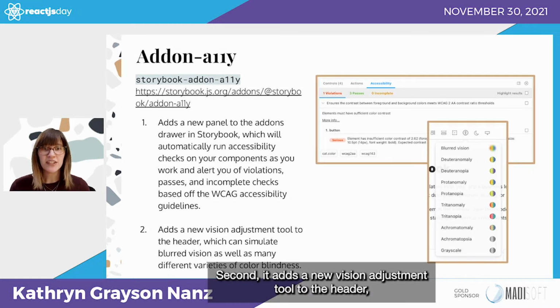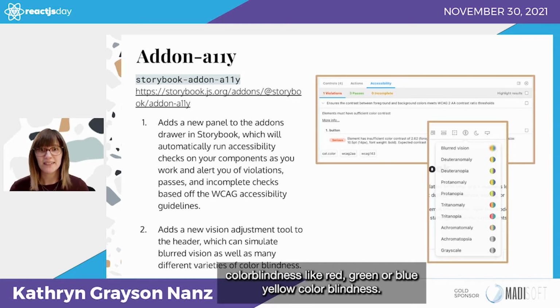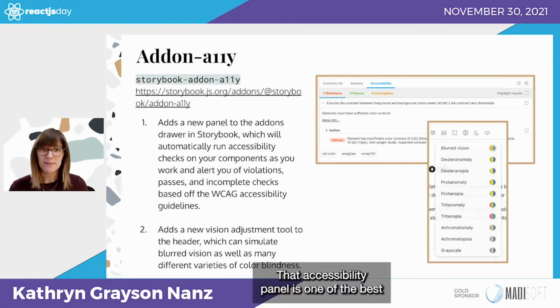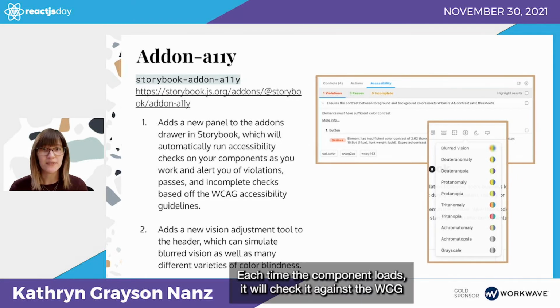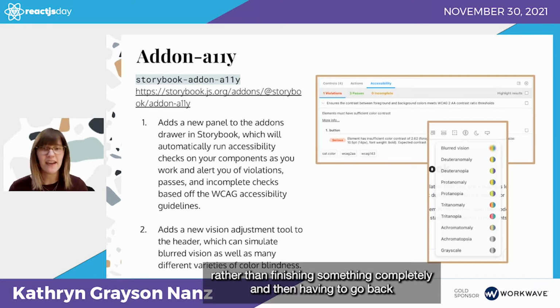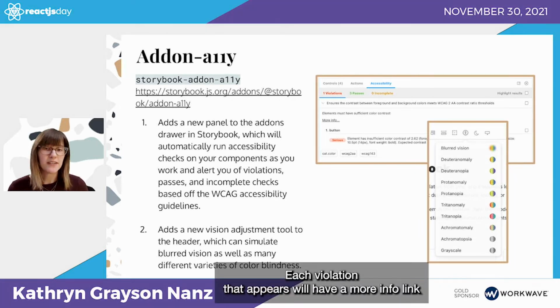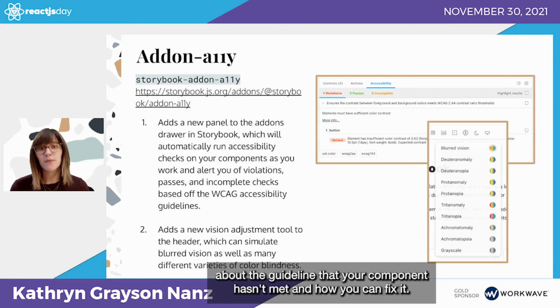Second, it adds a new vision adjustment tool to the header, which can simulate blurred vision as well as many different varieties of color blindness, like red-green or blue-yellow color blindness. That accessibility panel is one of the best and easiest ways to test as you work in Storybook. Each time the component loads, it will check it against the WCAG, and you can make those changes while you're still in the build phase, rather than finishing something completely and then having to go back and try to retrospectively make it accessible. Each violation that appears will have a more info link that takes you to the WCAG website, where you can learn more about the guideline that your component hasn't met and how you can fix it.